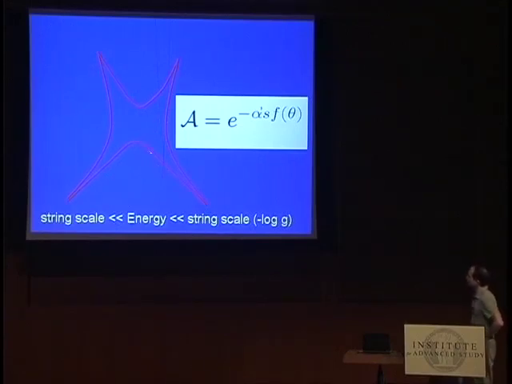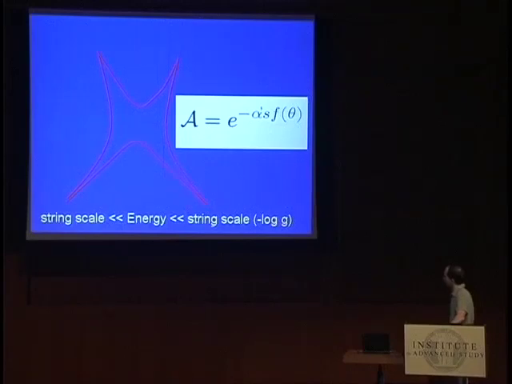This solution somehow lives in some complexified space, but the worksheet is space-like. And because it is space-like, the area ends up being a real number, and that's why you have a real number here. So you see that for large energies this function is positive, so this is exponentially suppressed, as we said it would be. So this is the right picture if the energy is much bigger than the string scale and much smaller than the string scale times log of the string coupling.